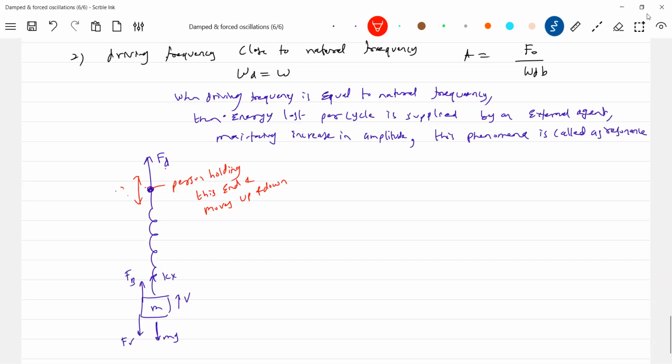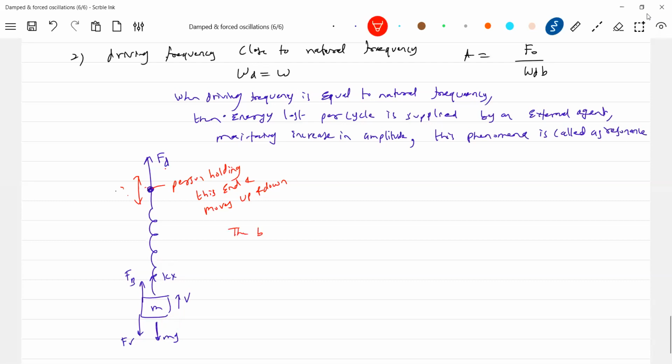This is the driving frequency. So what happens? The block will oscillate. Here we have a damping effect and everything. When this driving frequency becomes equal to the natural frequency of the block, then it will have a very large amplitude. This is called resonance. This is what is very important. The block will have maximum amplitude when the driving frequency becomes equal to the natural frequency of the block.